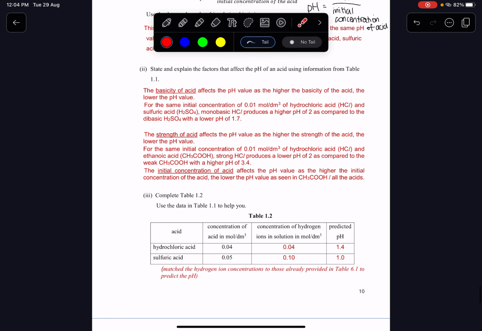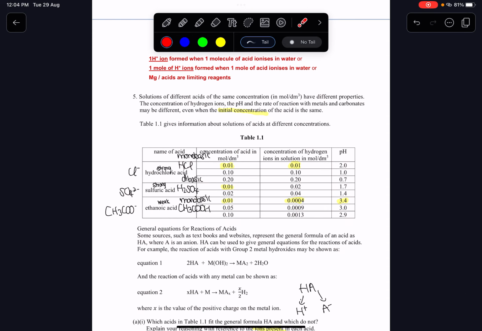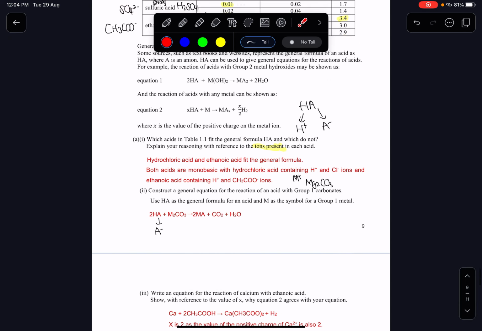Last but not least, complete table 1.2. Use the data in table 1.1 to help you. I think there was a typo in your worksheet. They said use data in 1.1, which is why a lot of you didn't refer back to this original table to obtain the pH. So for hydrochloric acid, concentration of acid is 0.04. Concentration of H+ ions will be the same because HCl will fully ionize to give H+ and Cl-. So it's a 1:1 ratio. So you read 0.04 H+ ion concentration for HCl.